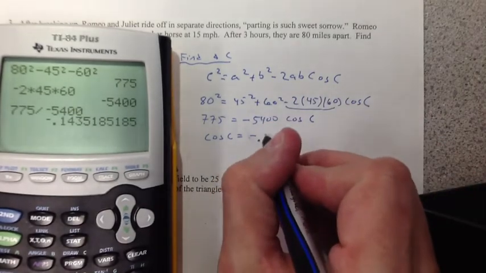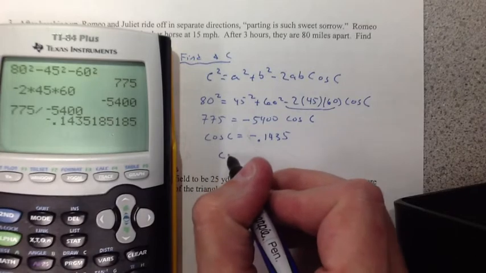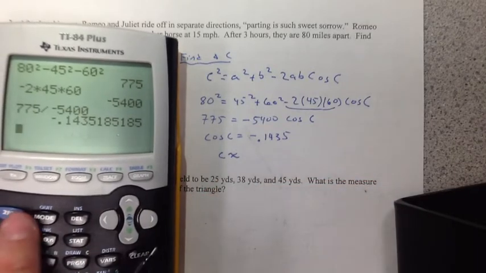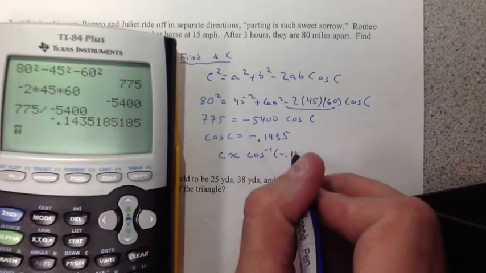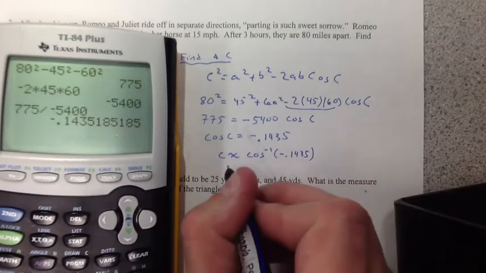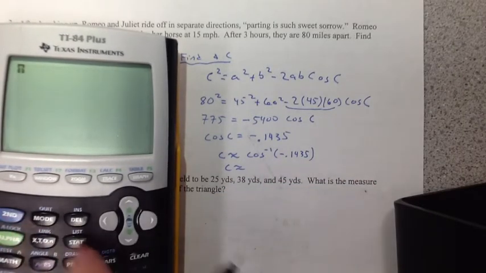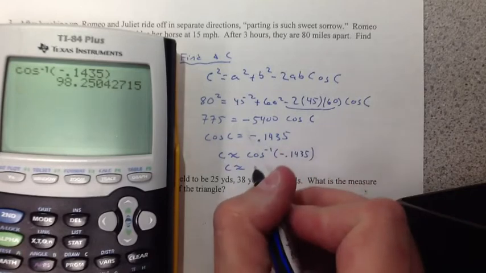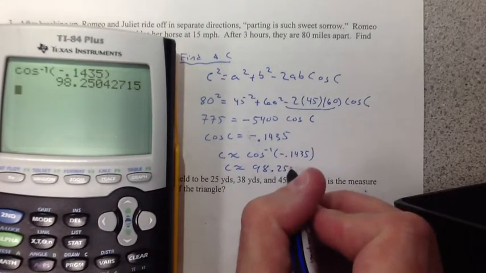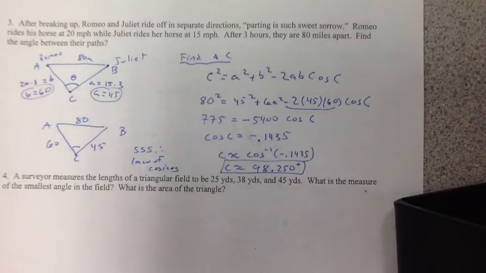We get negative 0.1435. Always go about 4 decimal places with trigs. C is about, then we take the inverse cosine of negative 0.1435. And it gives me about 98.250 degrees. So the angle between them is about 98 degrees.